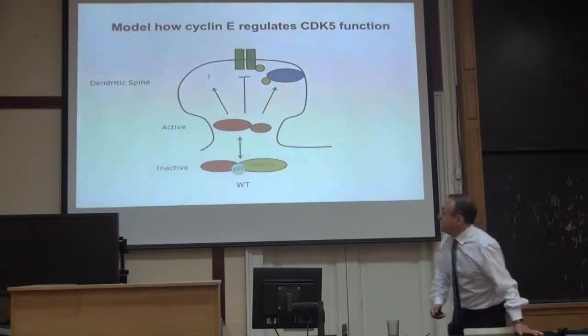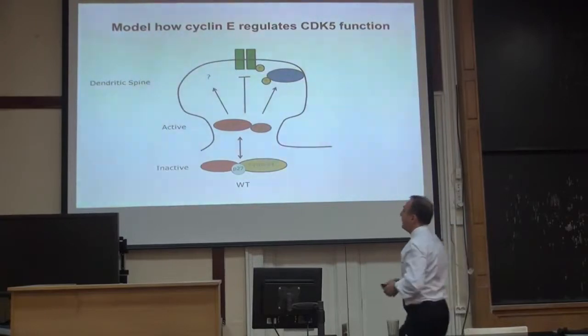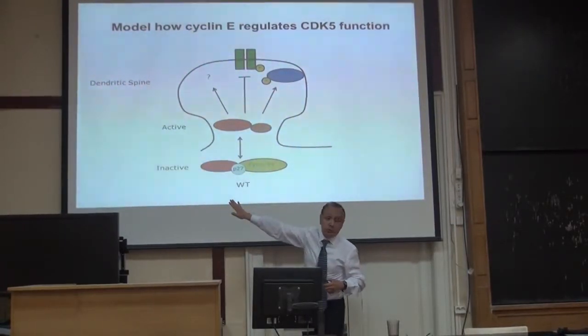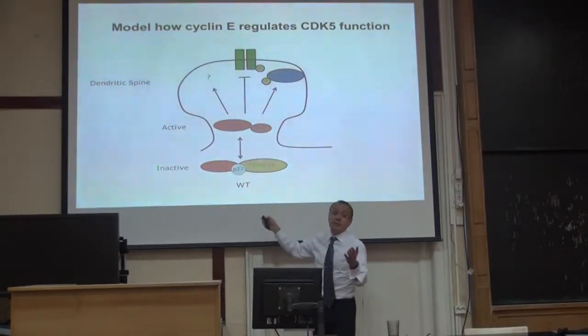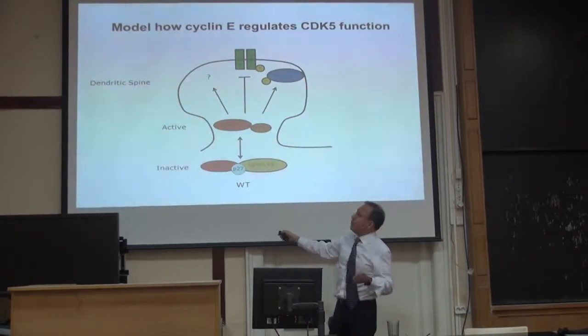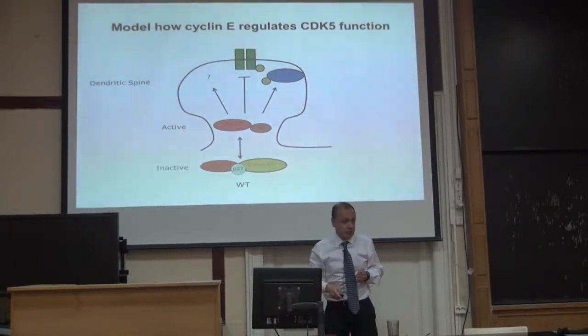Okay, so this is our model. Maybe you can help me, maybe we can do it together. Our model is that CDK5 can bind P35. Of course, this is not our model, this is textbook knowledge. P35 activates CDK5. And now we are proposing that cyclin E binds CDK5 and inactivates it.